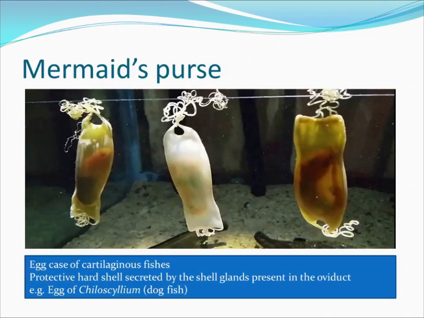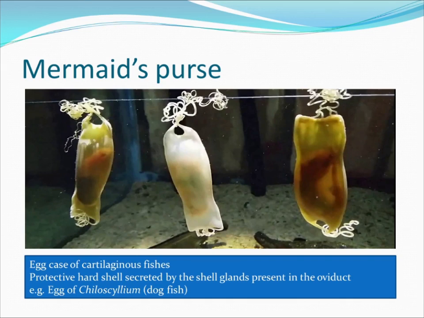Then the last type of tertiary egg membrane is mermaid's purse. It is the egg case of some cartilaginous fishes. It is a protective hard shell secreted by the shell glands present in the oviduct. It is generally rectangular in shape, and the corners of the shell they are drawn out into four long twisted elastic filaments, and these filaments serve to attach the egg to seaweeds.